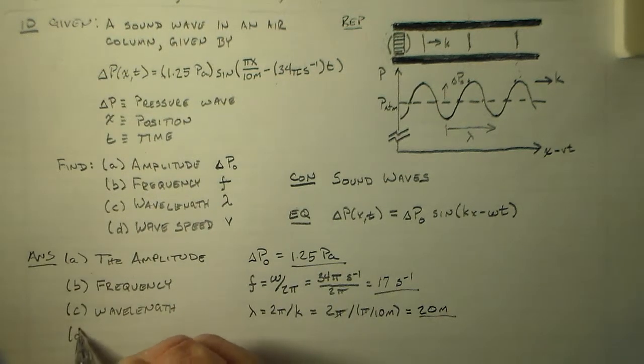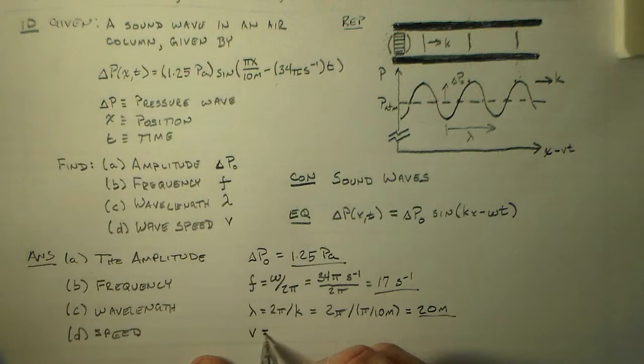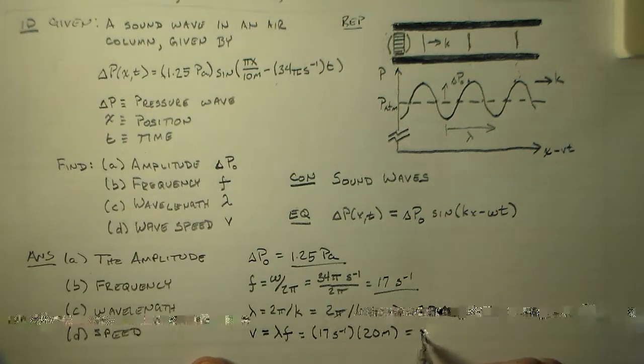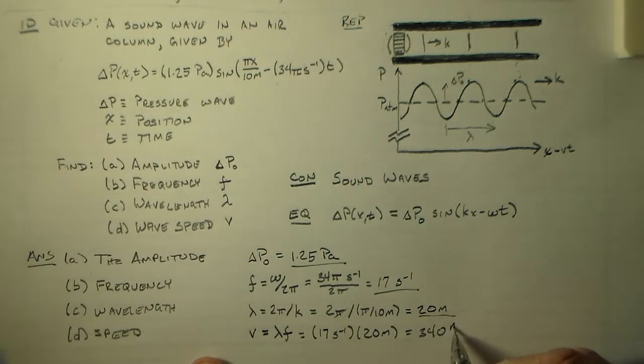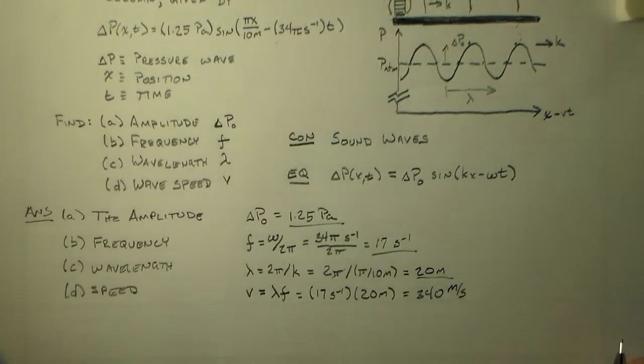And then we've got various options for the speed of the wave. I think at this point, since we just found lambda and we just found f, and if you multiply those together, you get the speed, we'll just do that. So we have 17 inverse seconds times 20 meters equals 340 meters per second. Looking good? Looking great. You're loving this. I know you're loving this.